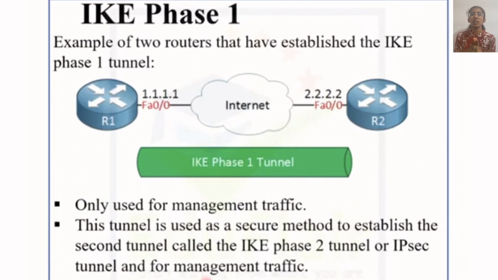Let me give an example of IKE phase 1. Here is an example of two routers that have established an IKE phase 1 tunnel. As you are seeing, two routers R1 and R2 are established, and they are connected through the internet. This is the IKE phase 1 tunnel. It is only used for management traffic, and this tunnel is used to securely establish the second tunnel called the IKE phase 2 tunnel or IPsec tunnel.